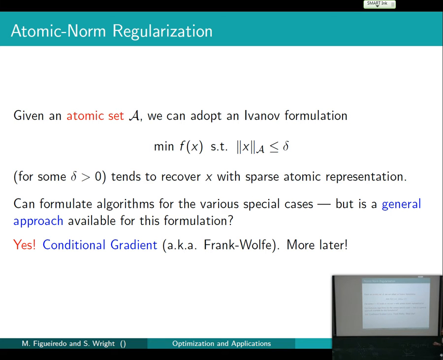I have a paper with a couple of co-authors where we write down what the Frank-Wolfe method is. It's a very general, very elementary method, and we show that you can adapt it to many, many special cases of the atomic norm form.